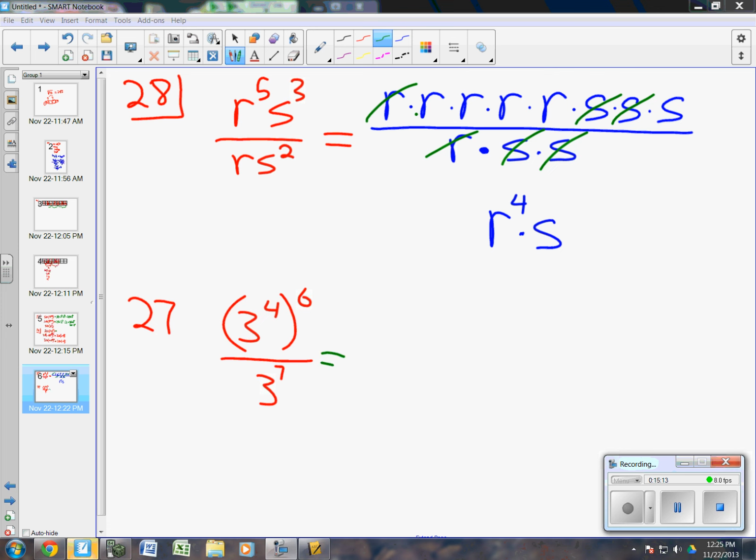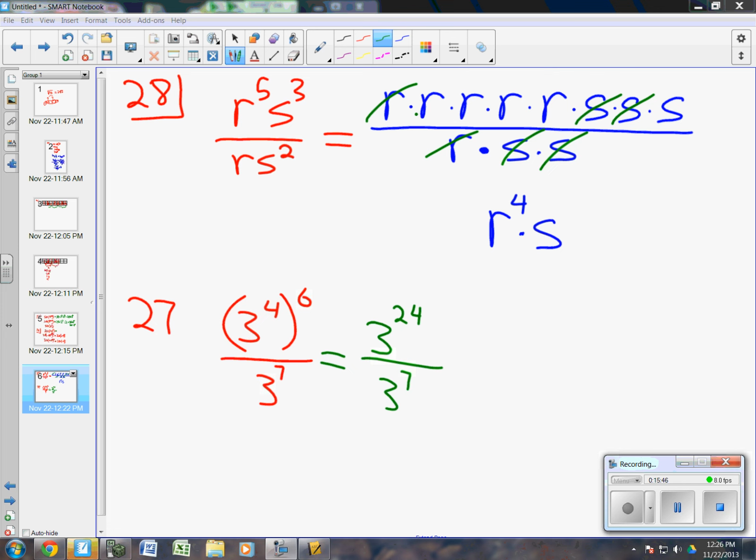However, the faster way to do it, power to power, what do you do with them? Times them. Well, what's 4 times 6? 24. And then we have over 3 to the 7th, right? Now, I could list out 24 threes on the top and 7 threes on the bottom, and then what would I do? Yeah, I just cancel the threes out. So what would be left if I did that? 24 divided by 7?